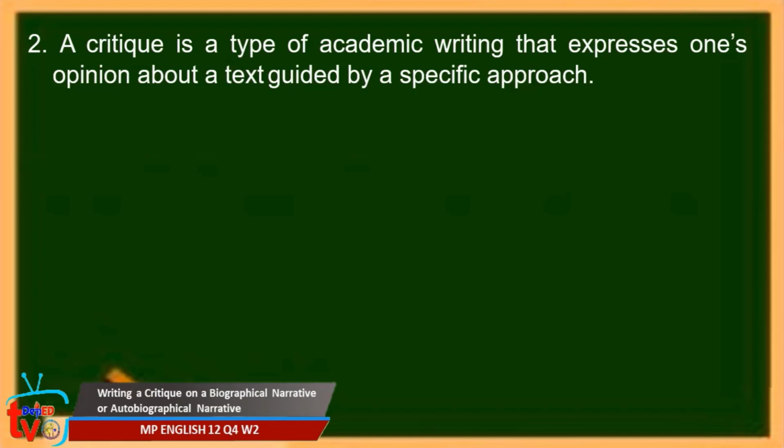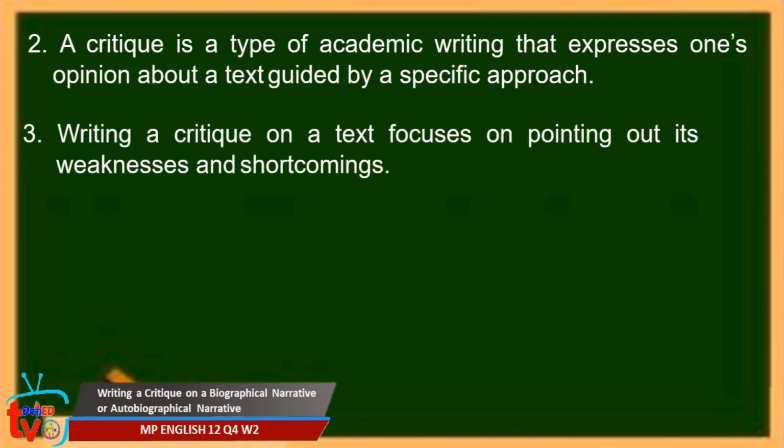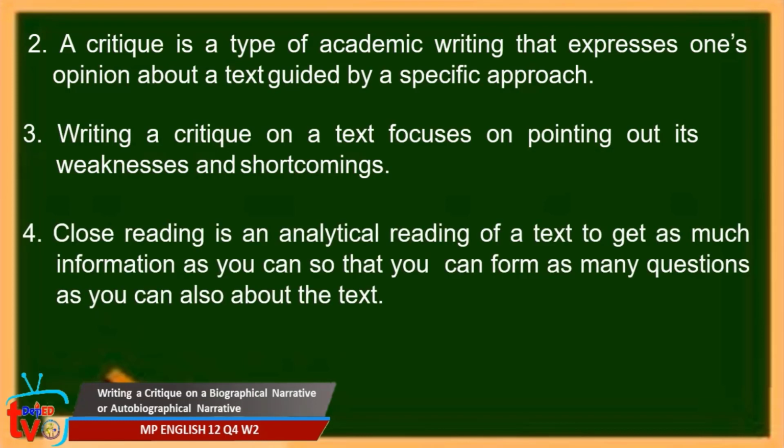Number 2. A critique is a type of academic writing that expresses one's opinion about a text guided by a specific approach. True or false? Number 3. Writing a critique on a text focuses on pointing out its weaknesses and shortcomings. Number 4. Close reading is an analytical reading of a text to get as much information as you can so that you can form as many questions as you can also about the text.